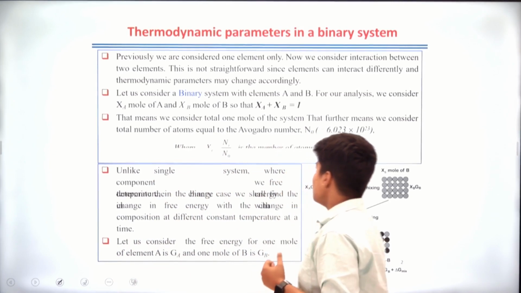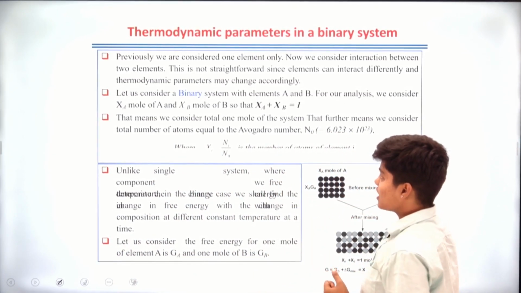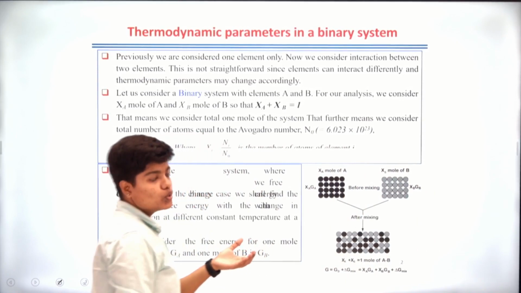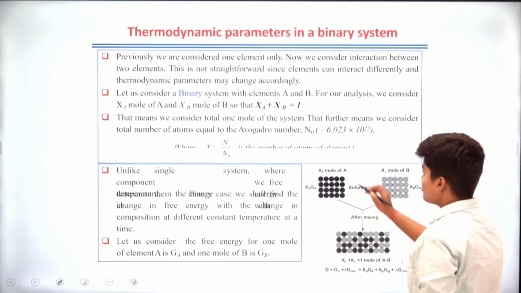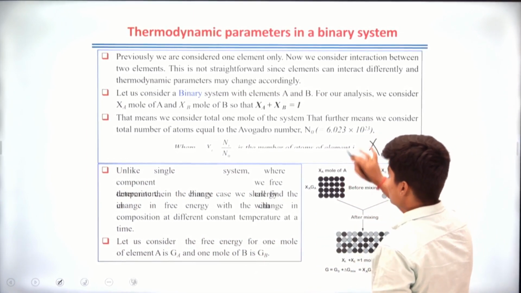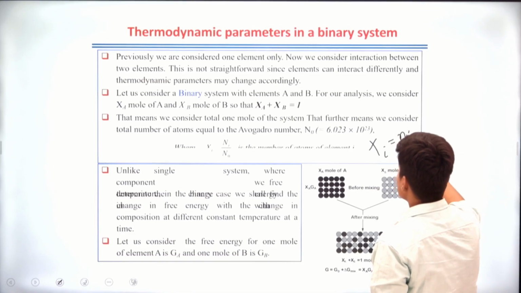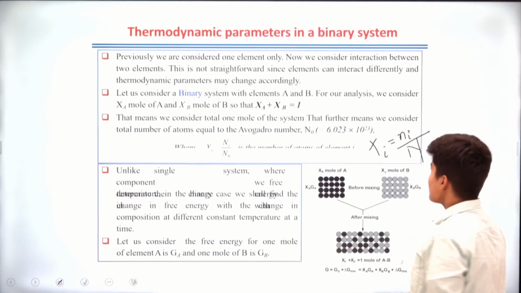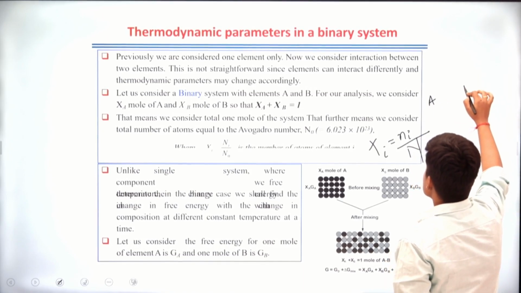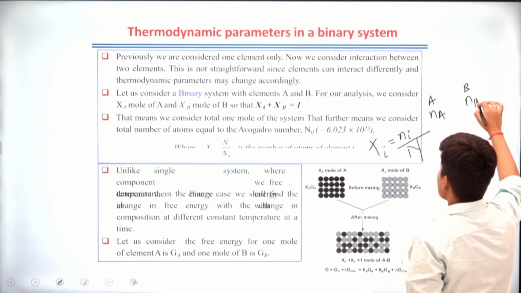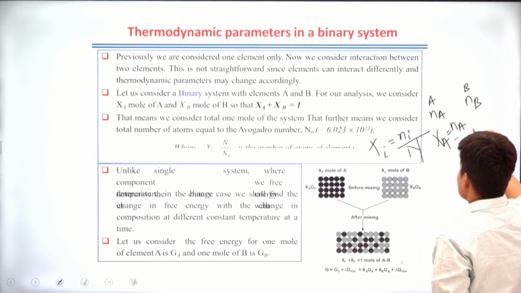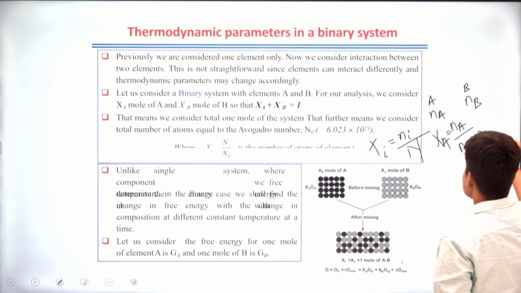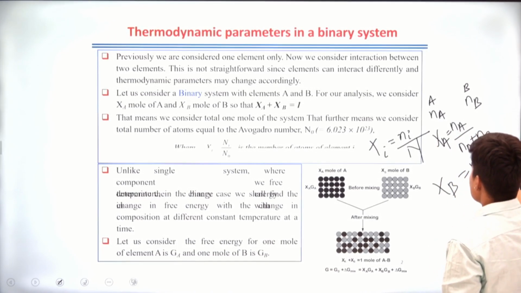Let's consider the 2 components A and B. If we are mixing the 2 elements A and B, what is the mole fraction of A and what is the mole fraction of B? Any mole fraction is the number of moles by total number of moles. Initially it is A and B, so the numbers of moles are Na and Nb. After mixing the 2 elements, the mole fraction of A will be Na by Na plus Nb, and similarly the mole fraction of B will be Nb by Na plus Nb.